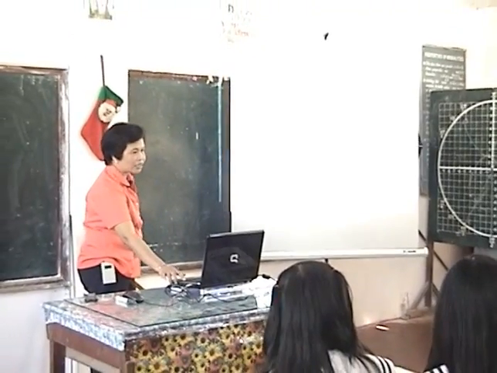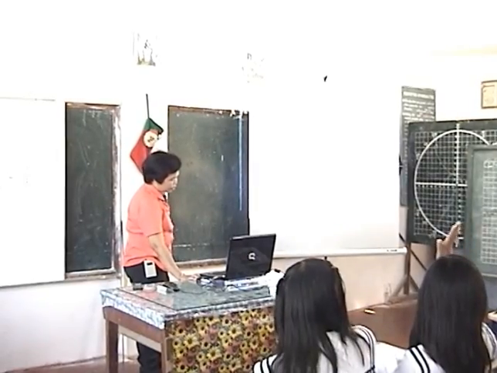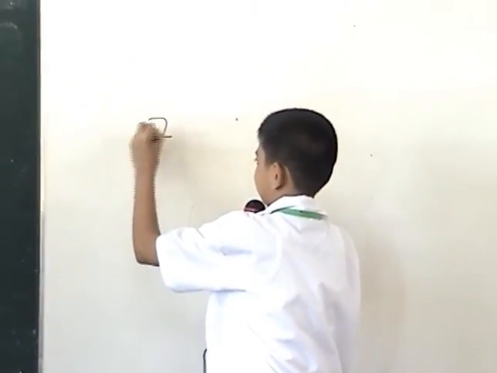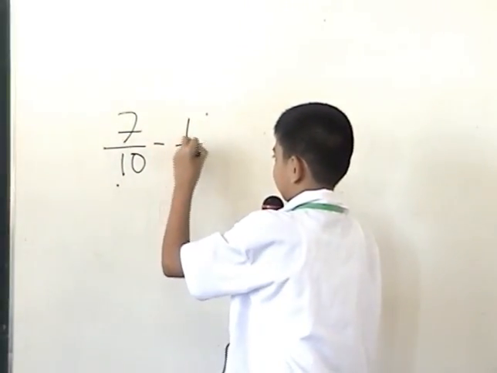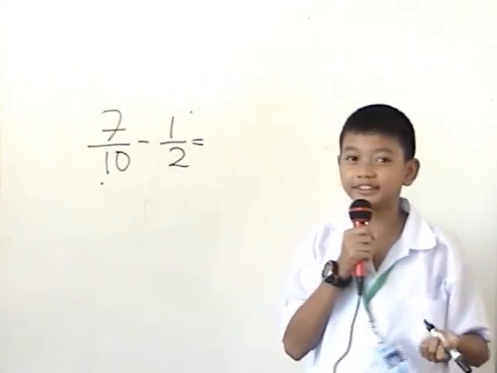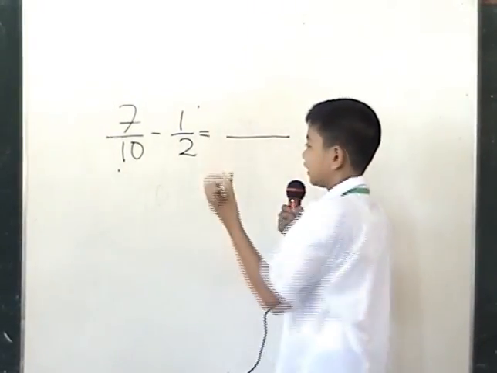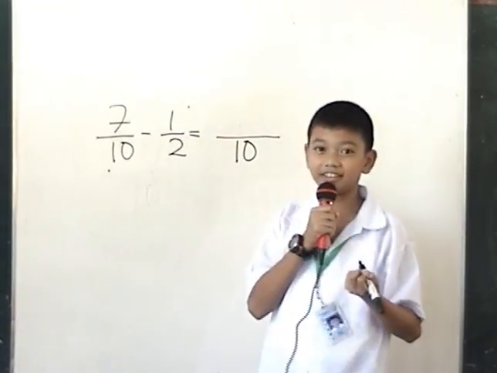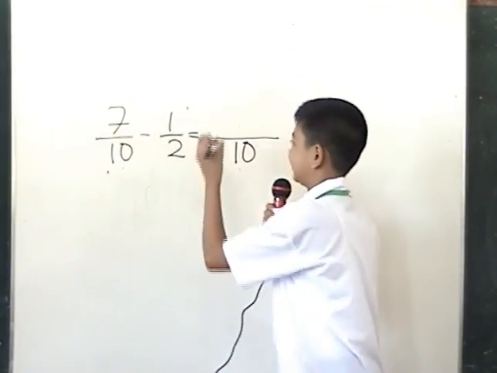Let us try solving some problems. Okay, who can solve for the first problem? Renz. To subtract 7/10 and 1/2, first we need to find the LCD of 10 and 2. The LCD of 10 and 2 is 10. 10 divided by 10 is 1 times 7 equals 7.